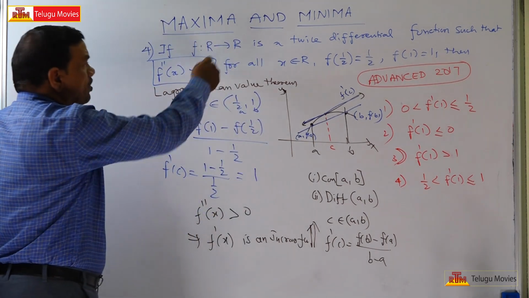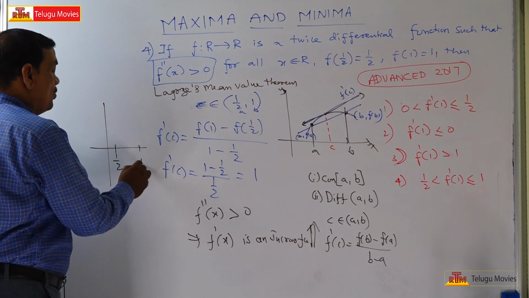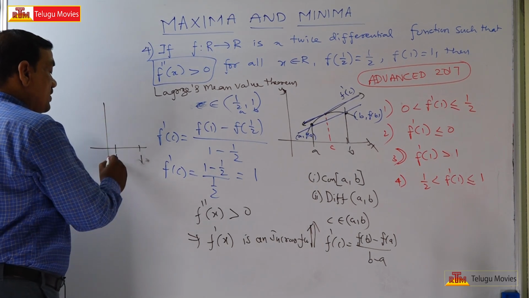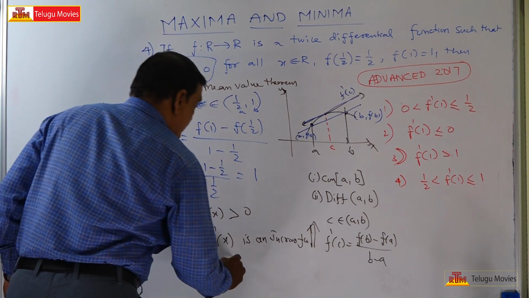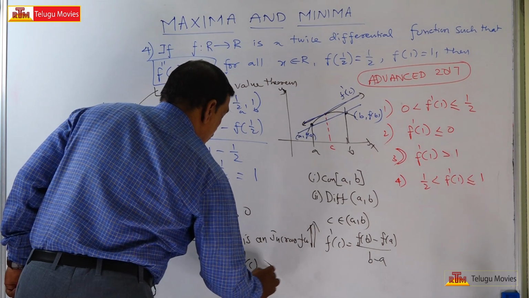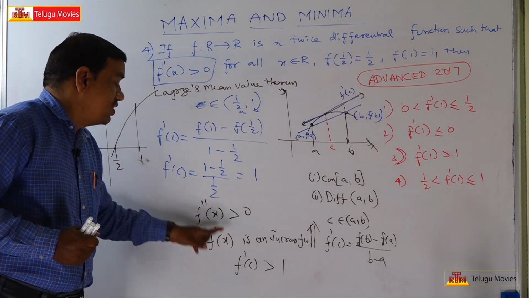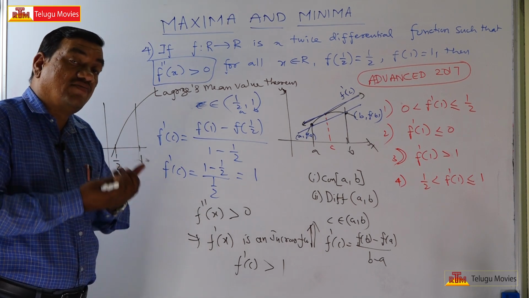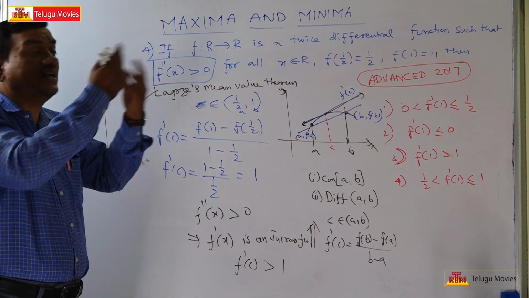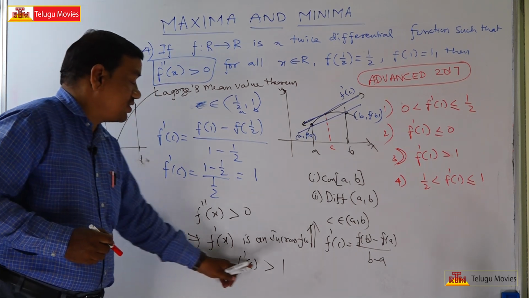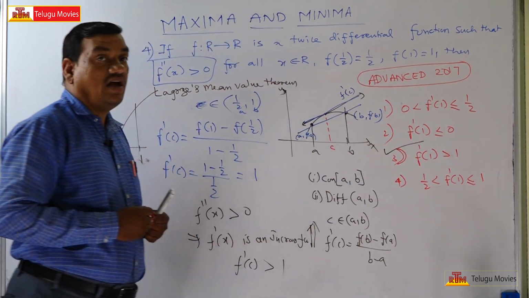So for this, whatever the given condition, from 1 by 2 to 1, this is an increasing function. That means f dash of C should be greater than 1. Whatever x value you substitute, f dash of x should be greater than 0, and f dash of x should be greater than 1. So option 3 is the right answer.